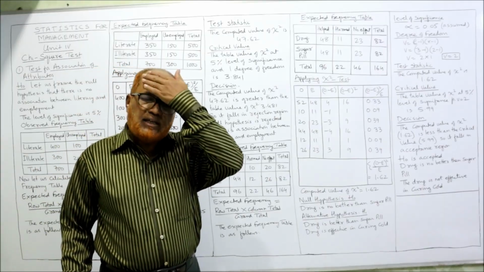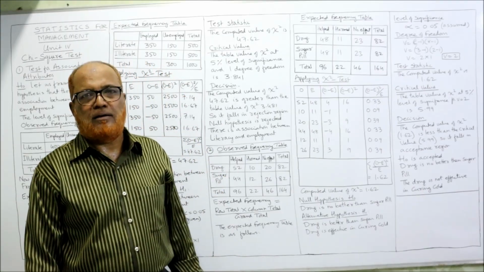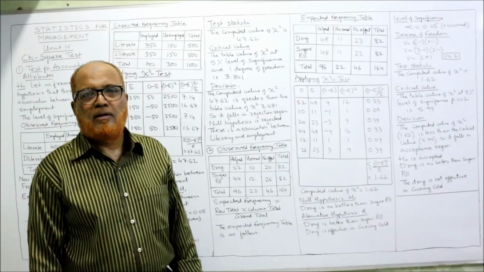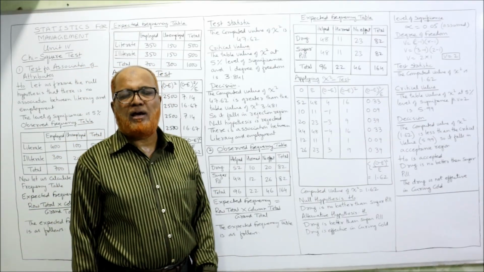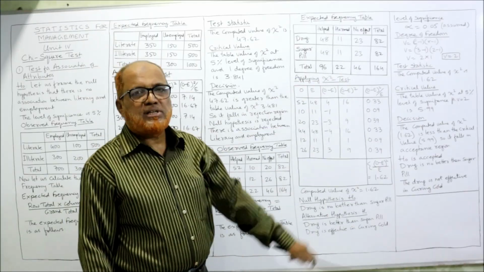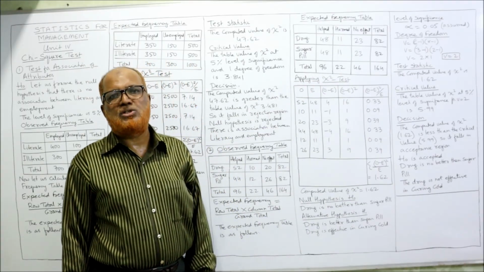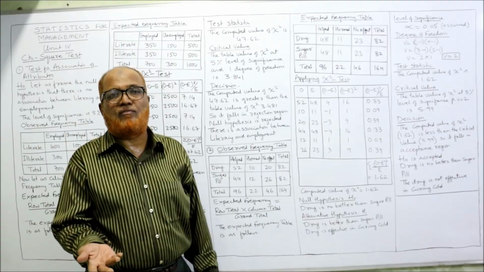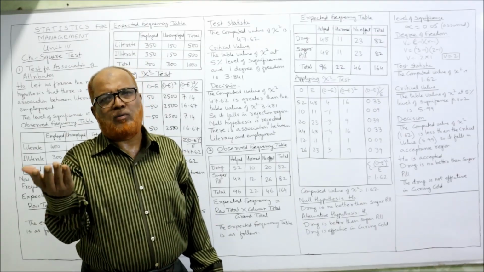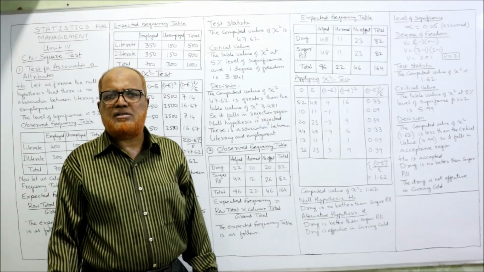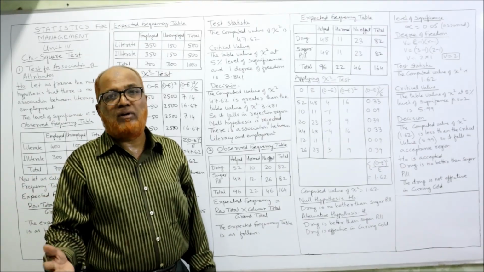Alternative hypothesis: yes, drug is better than sugar pill. That means drug is better in curing the cold. That is the null and alternative hypothesis. Now level of significance, alpha is equal to 0.05. I have taken 0.05 because in the problem it is not given. So you can take 1% or 2% or 5% if it is not given in the problem.